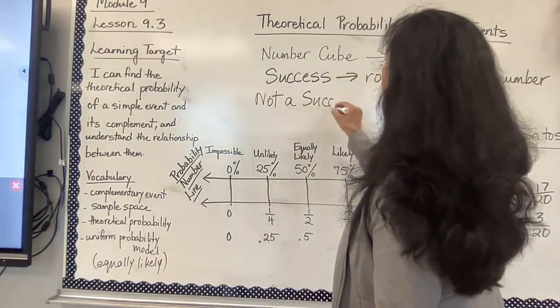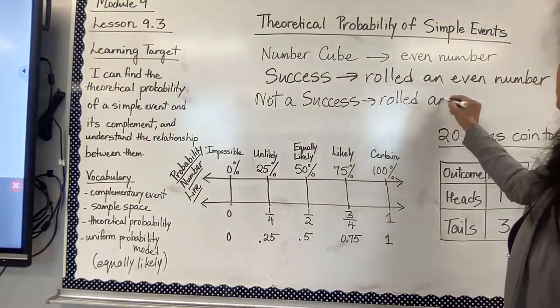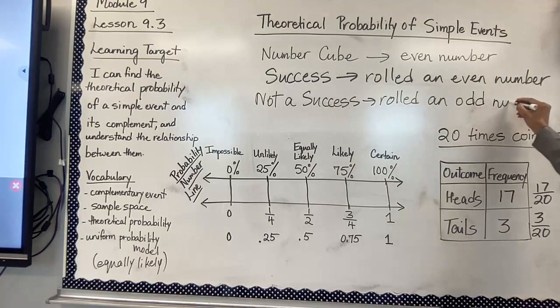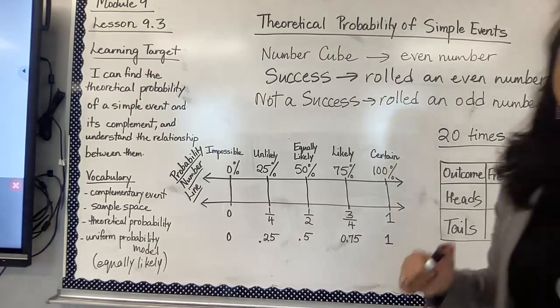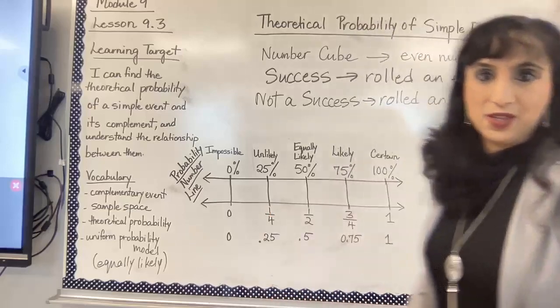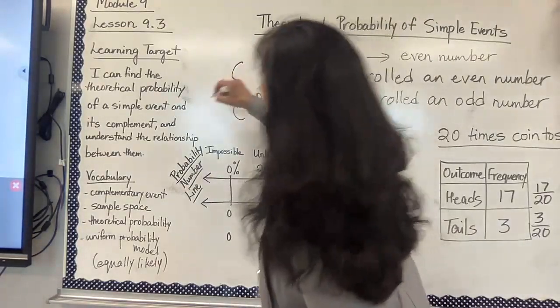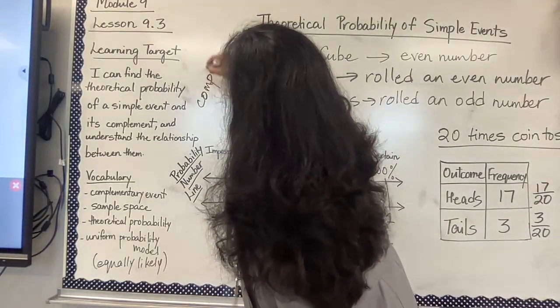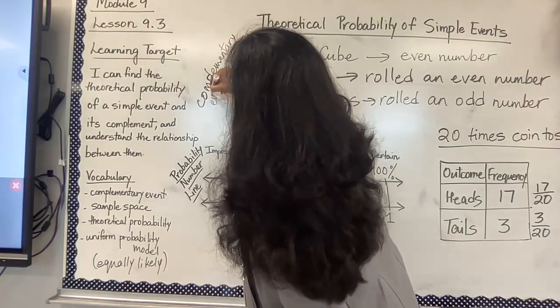Not a success would be if you rolled an odd number, because that is the opposite of what you wanted. You wanted an even number, so that would be a success, and the opposite of that, what you did not want, would be the odd numbers. So these two events are known as complementary events.